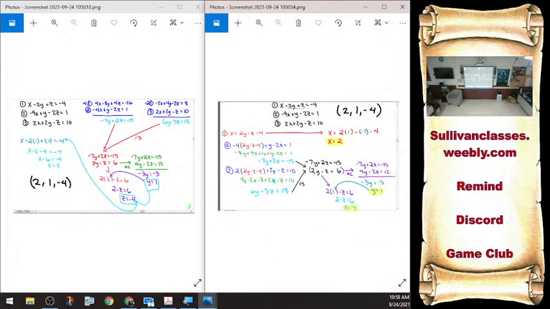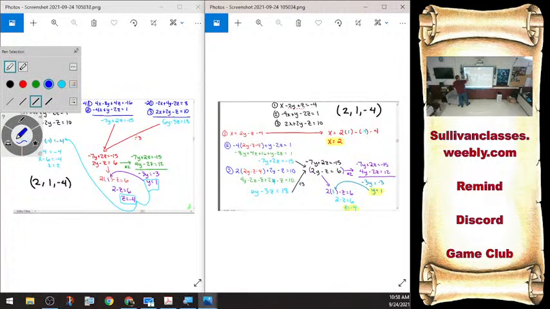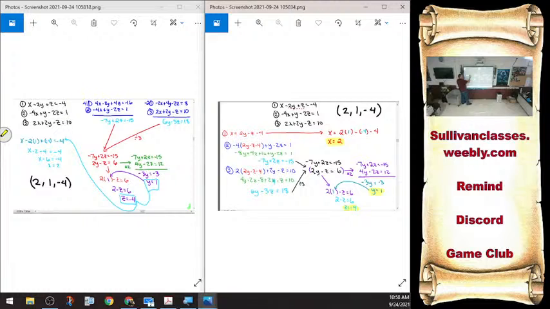There you go, side by side. But I want you to pay attention to the how of it. Eliminate a variable 2 ways. Get the 2 variable system. Solve for whatever was missing. Eliminate a variable 2 ways. Get a 2 variable system. Solve for what was missing.